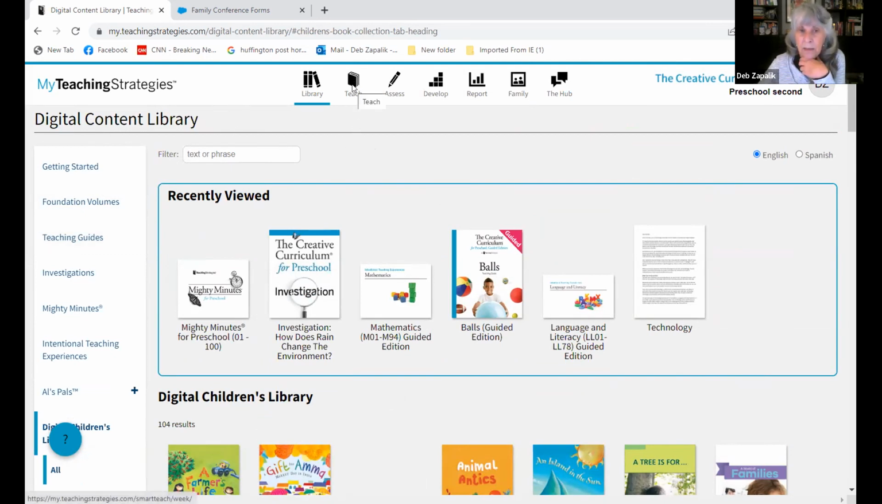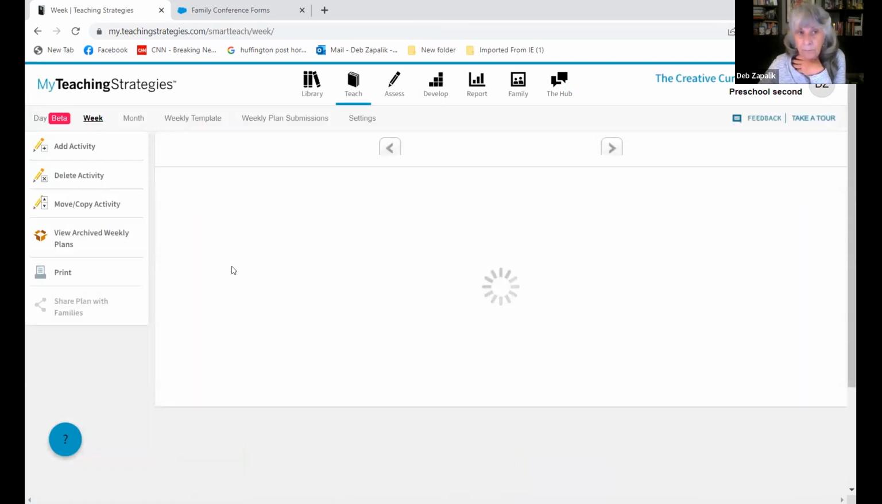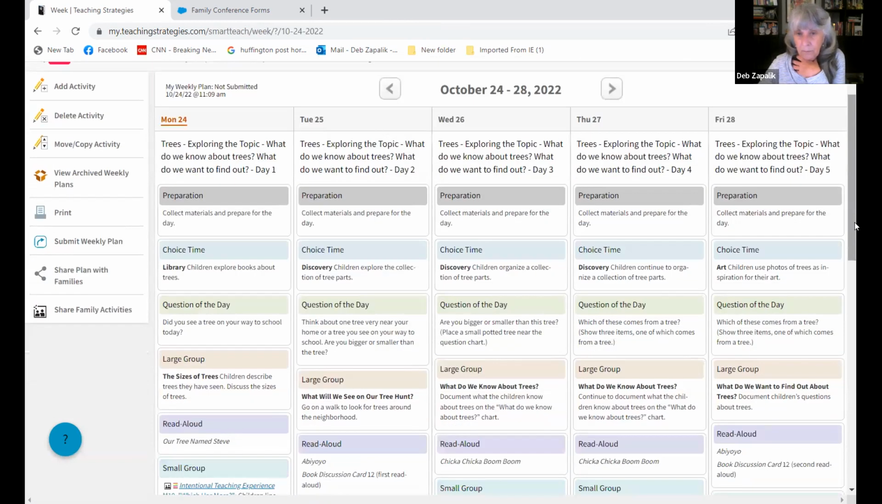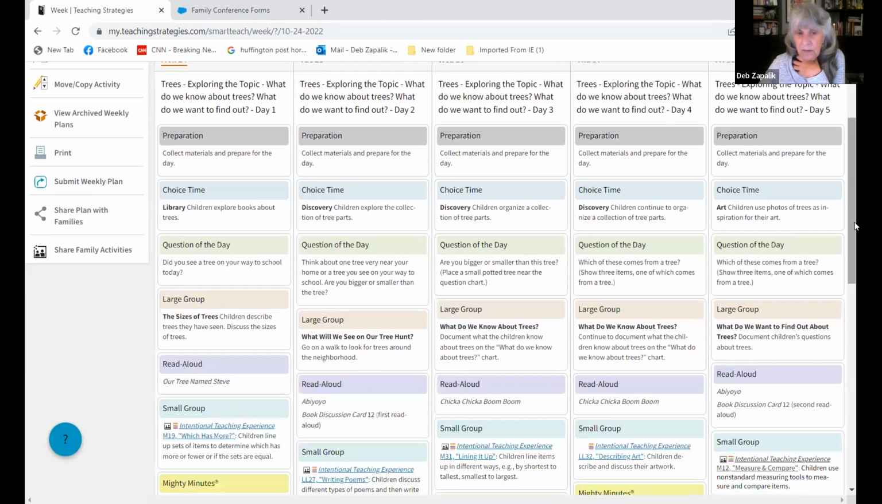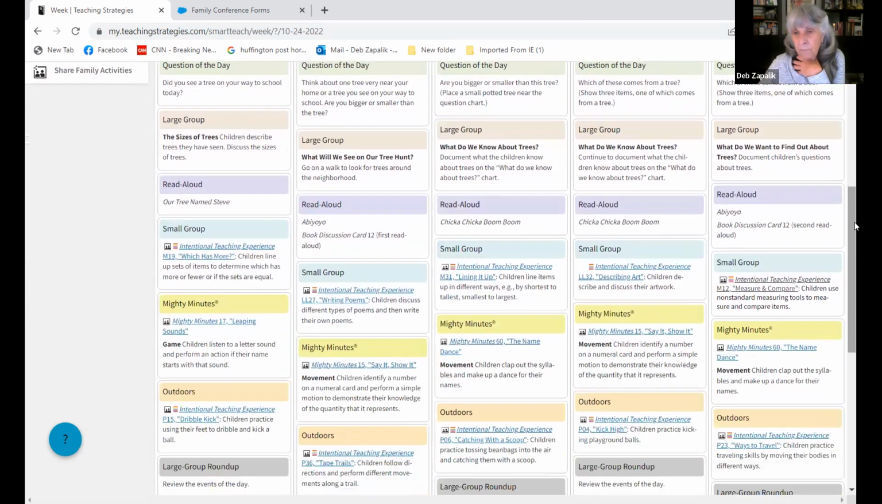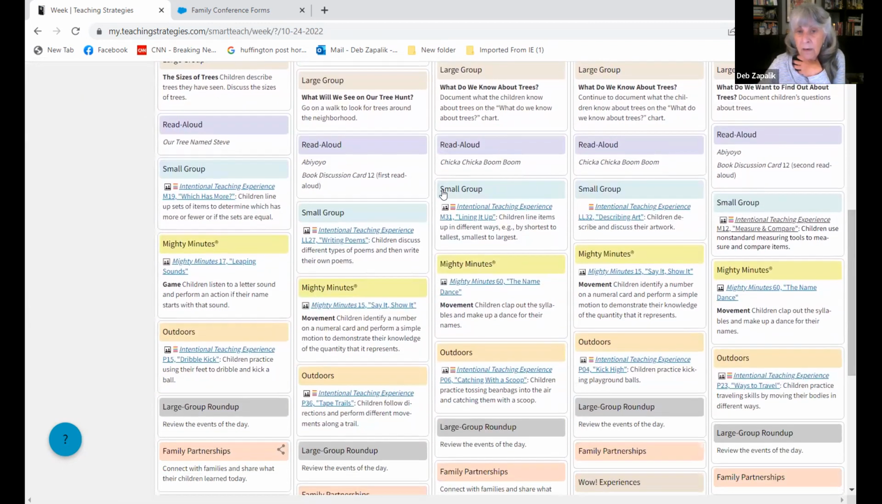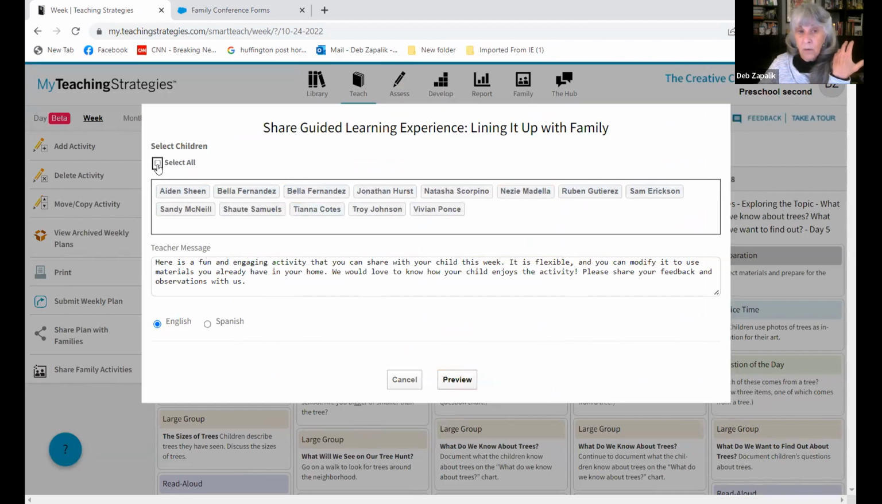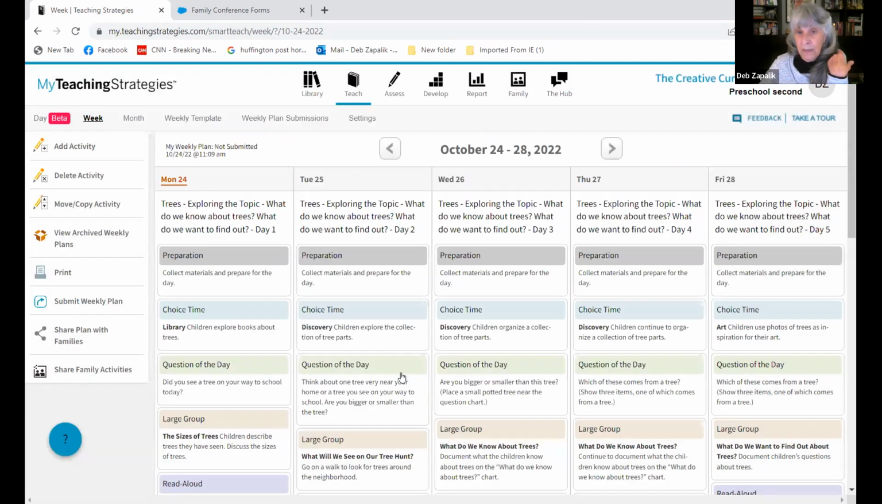The next area is the Teach area, where teachers can go in and plan for the different parts of the day using the studies. And one of the unique features here is you can see right here for this small group experience, a little icon with 2 people. If I click on that as a teacher, I can actually share that small group experience with all of the children, or I can choose to share with just one of the children's families.